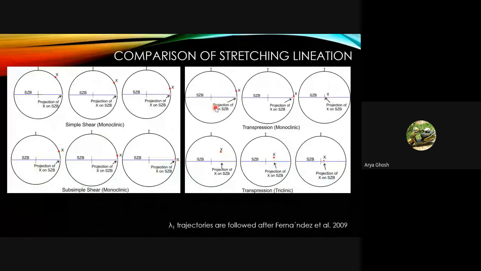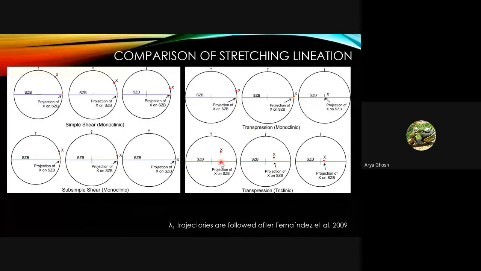Now, if we compare all the things together, in the case of simple shear, in the case of subsimple shear, these projections will have a fixed position. The stretching lineation will not move at all. In the case of transpression, in the case of monoclinic symmetry, it will be either horizontal or vertical. But in the case of triclinic, it will actually move.